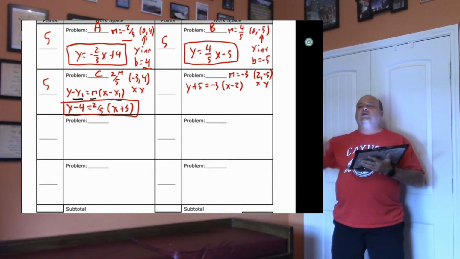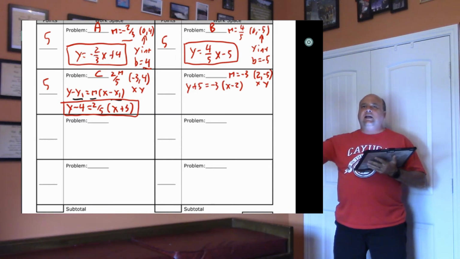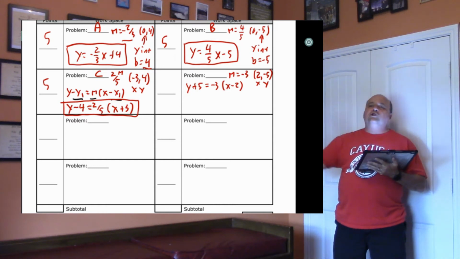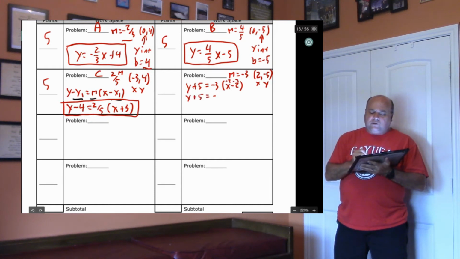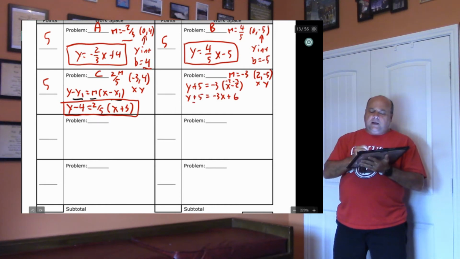It's always better to do it this way because you're doing it the same way every time. If I wanted standard, I can switch it to standard. If I want mx plus b, I can switch it there. So we're going to distribute the -3. So y plus 5 equals -3x plus 6. And then I want mx plus b. I'm going to move the 5 over. So y equals -3x plus 1.